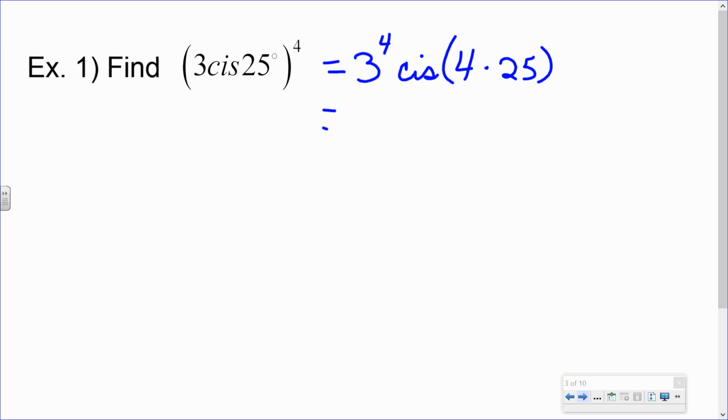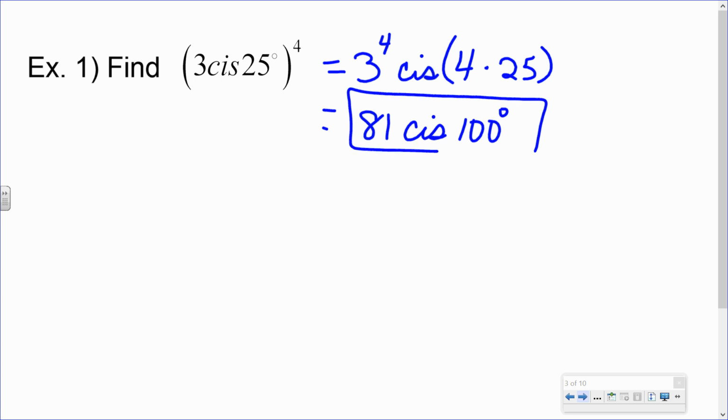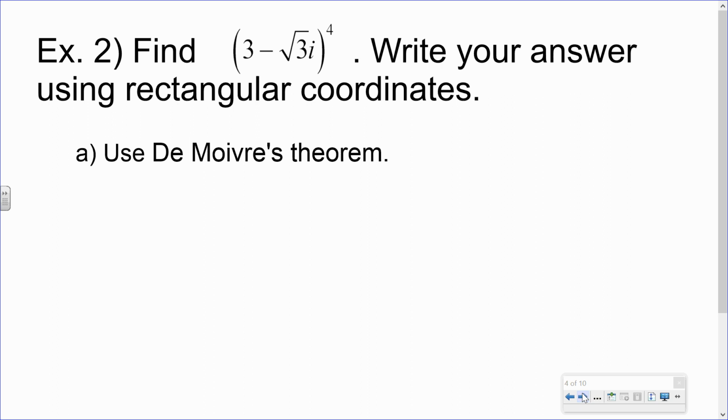So let's see, 3 to the 4th, 3 times 3 times 3 times 3, isn't that 9 times 9? So 81, and cis of 100, and this did not say I had to change it, so I'm just going to leave it in polar form. That was really nice and easy. It was already in polar, and I got to leave it in polar. Next one's not going to be so nice, though. I'm never that nice to you, right? We always have to do some that are more complicated.